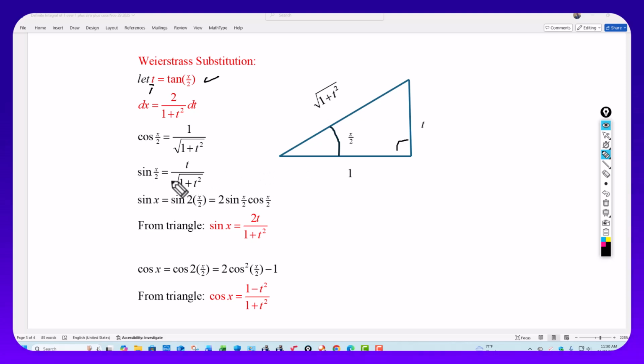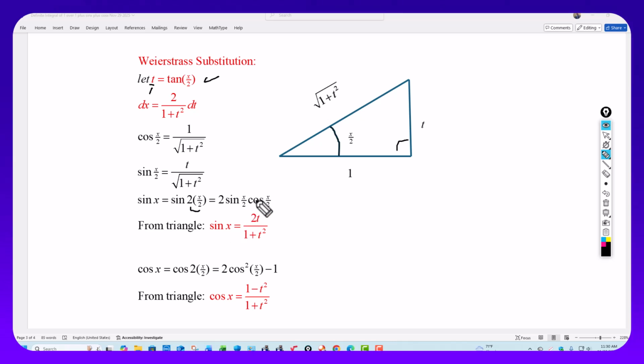So from the diagram, sine of x over 2 is opposite over the hypotenuse. So that's t over the square root of 1 plus t squared. And then I want a representation for sine of x. So using the double angle, sine of x is equal to sine of 2 times x over 2, like 2 theta. And there's an identity that tells me that this is equal to 2 sine of x over 2 cosine of x over 2.